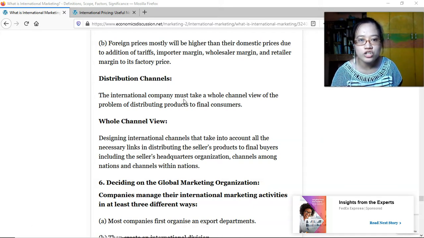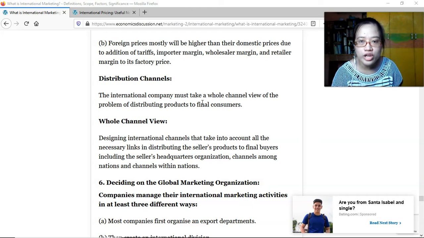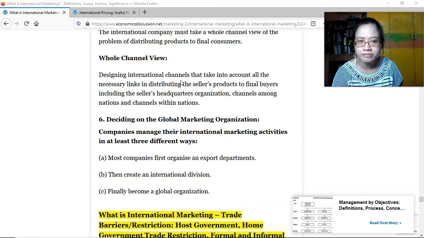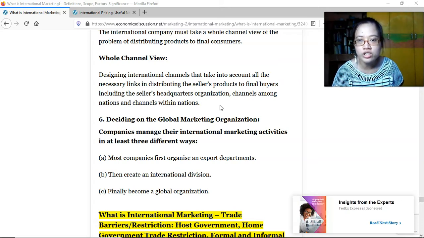Distribution channels. An international company must take a whole channel view of the problem of distributing products to final customers. Whole channel view: take into account all the necessary links in distributing the seller's product to final buyers, including the seller's headquarters organization, channels among nations, and channels within nations.